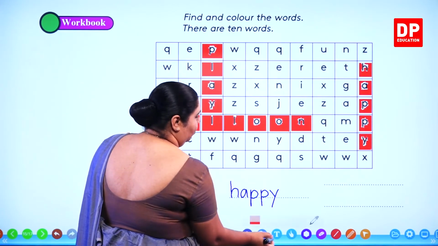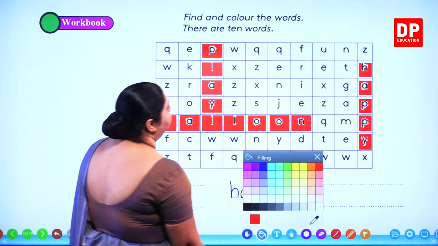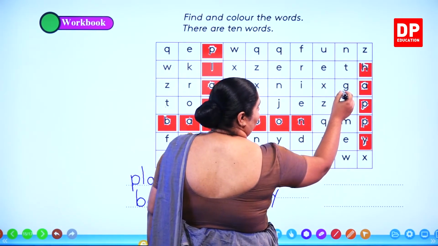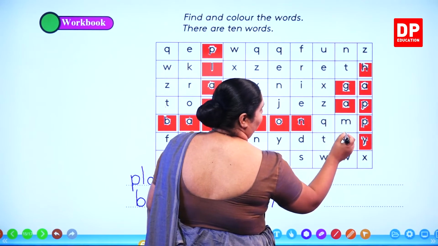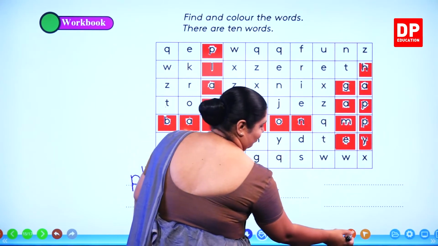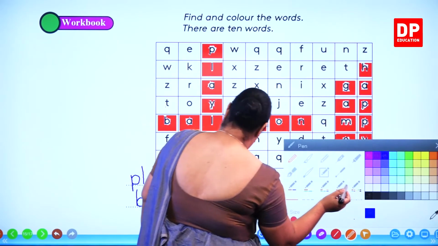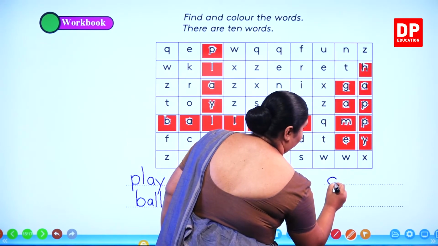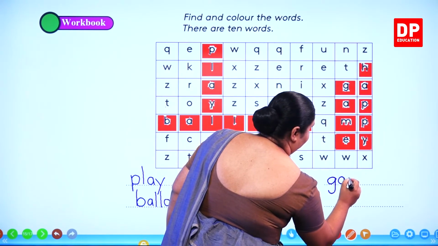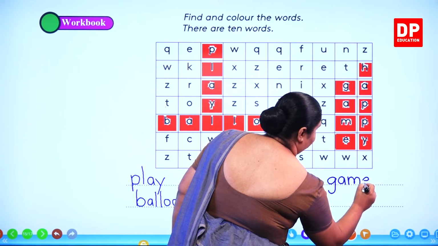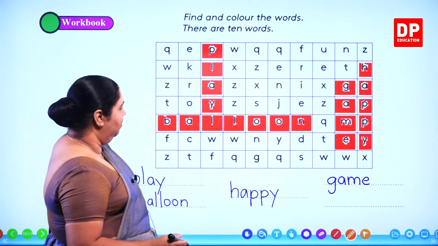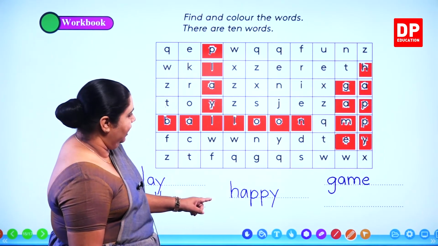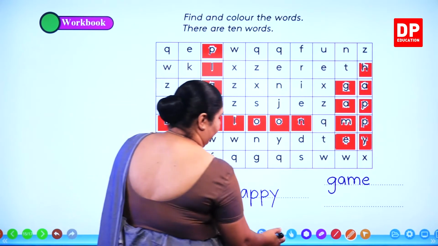Right. Let's find another word. I have another word over here. Game. G-A-M-E. Game. We will write it here. Okay. G-A-M-E. Game. G-A-M-E. Now we found the words play, balloon, happy, and game. What else can we find?